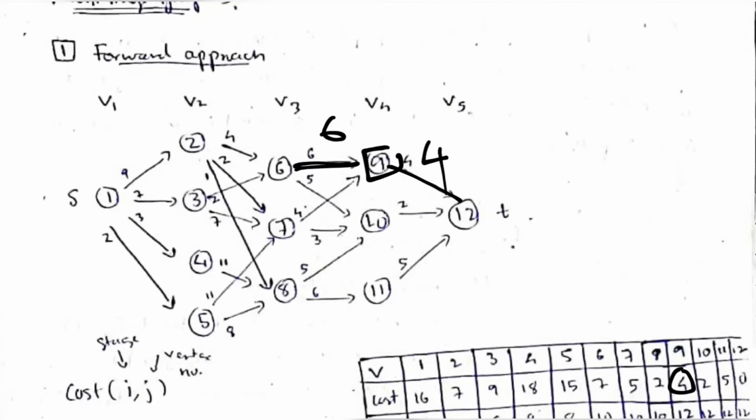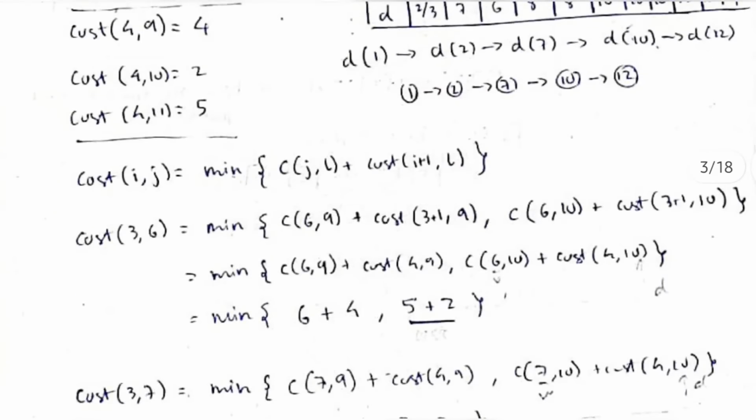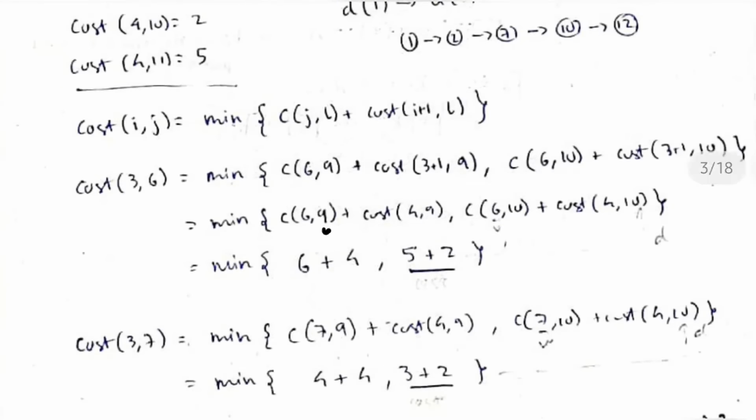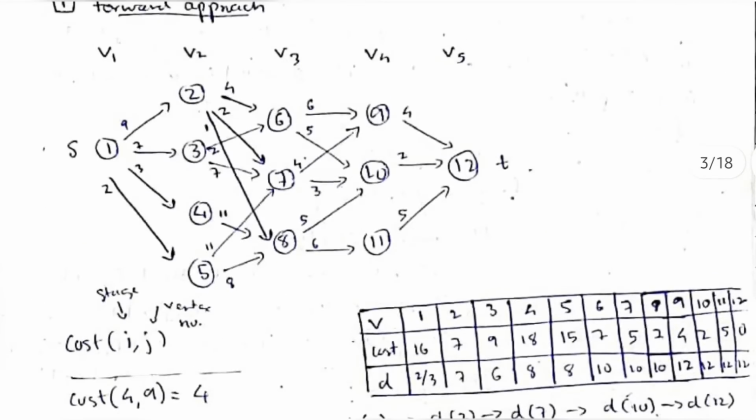Same thing we are doing for here also, 5 plus 2. Cost of 6 comma 10, that one edge, the second edge, plus the cost of 10, that is 5 plus 2. We'll be calculating the minimum among these two and we'll be selecting that one. Okay, so if we calculate the minimum among these two, we'll be getting 7 as minimum. So the cost of 6 is 7. So the cost of this vertex is 7.